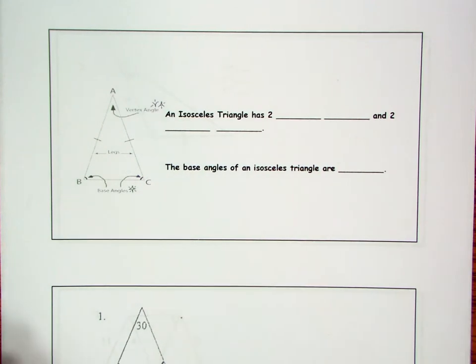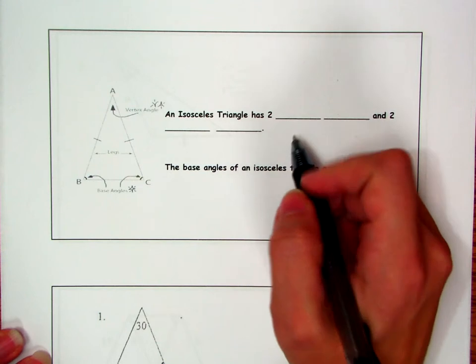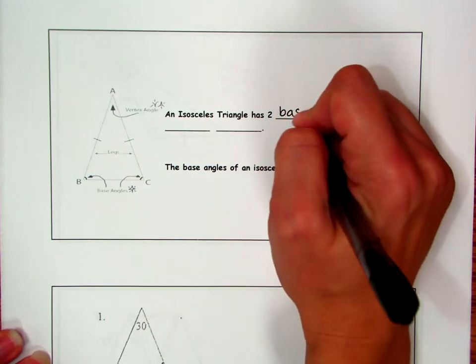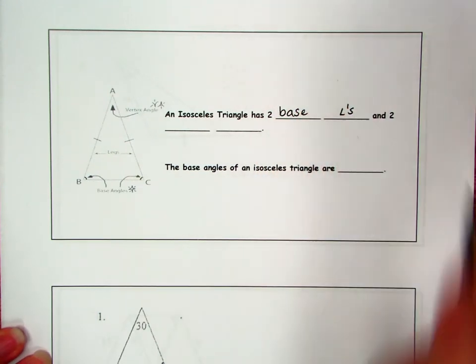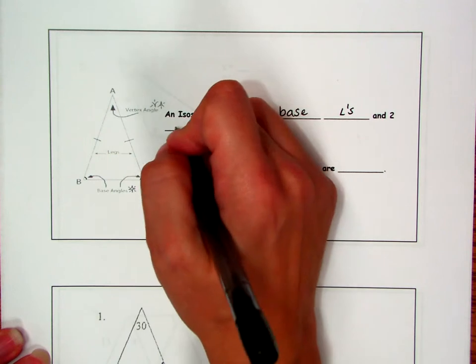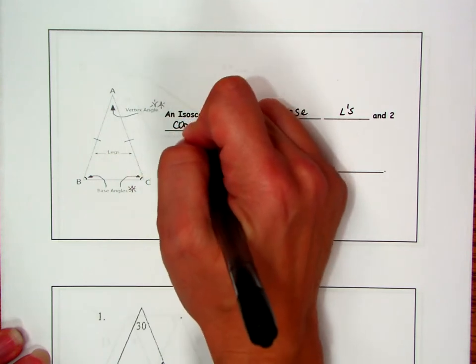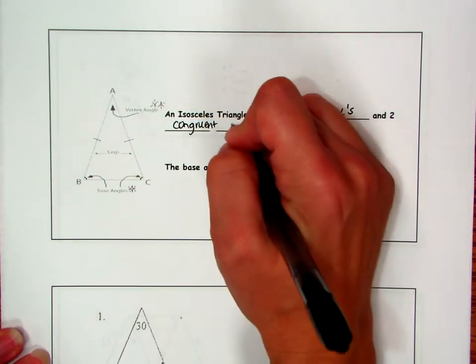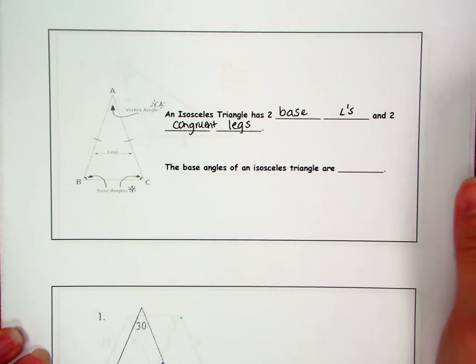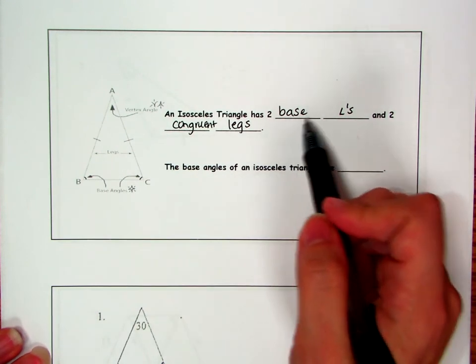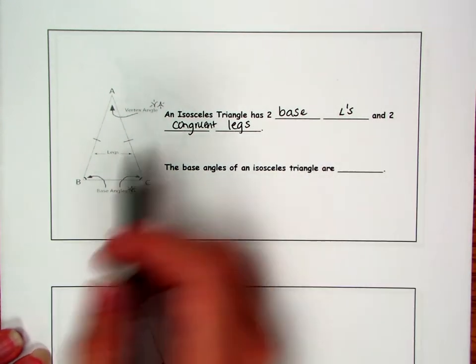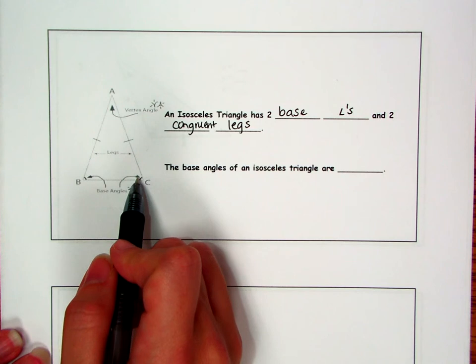So this lesson's on isosceles triangles. An isosceles triangle has two base angles and it has two congruent legs. Or you could also say it has two congruent base angles. So the base angles in an isosceles triangle will be congruent.